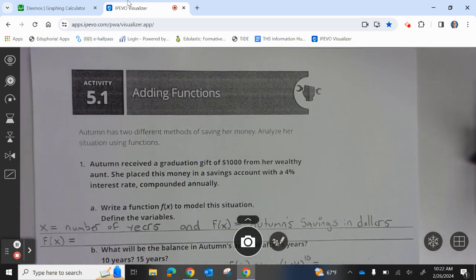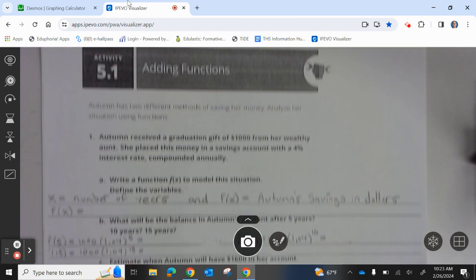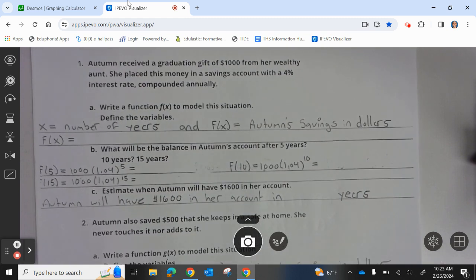Activity 5.1, adding functions. Autumn has 2 different methods of saving her money. Analyze her situation using functions. 1. Autumn received a graduation gift of $1,000 from her wealthy aunt. She placed this money in a savings account with a 4% interest rate, compounded annually. A. Write a function f of x to model this situation. Define the variables. X is the number of years, and f of x is Autumn's savings in dollars.